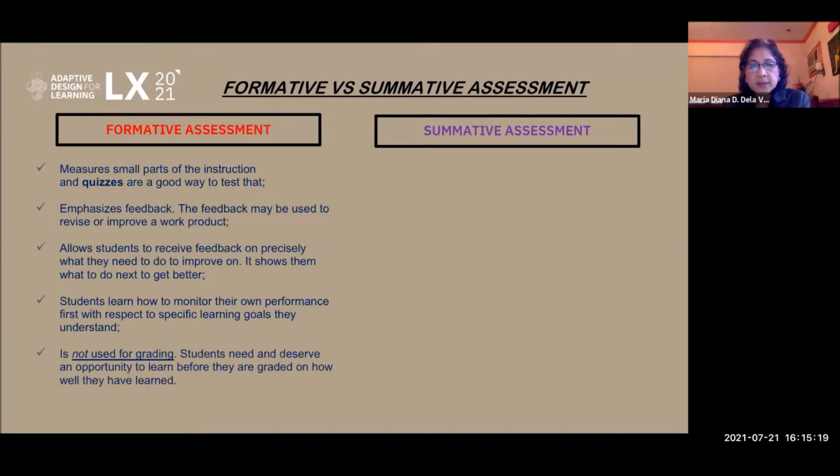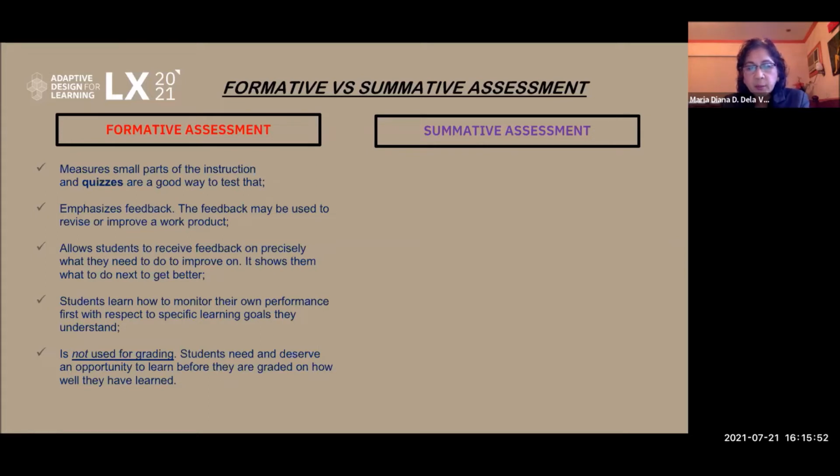Okay. Next, poll quizzes are not used for grading. Students need and deserve an opportunity to learn before they are graded. So for me, personally, I don't grade my poll quizzes. I don't want to be stressed with how much grade they would be getting from the poll quizzes, so that they could concentrate on the questions and on the right answers they would be giving.